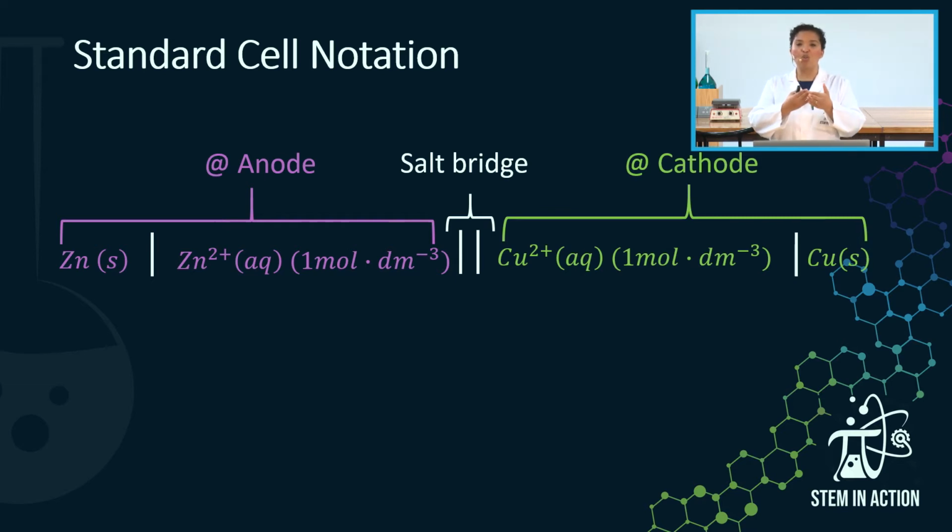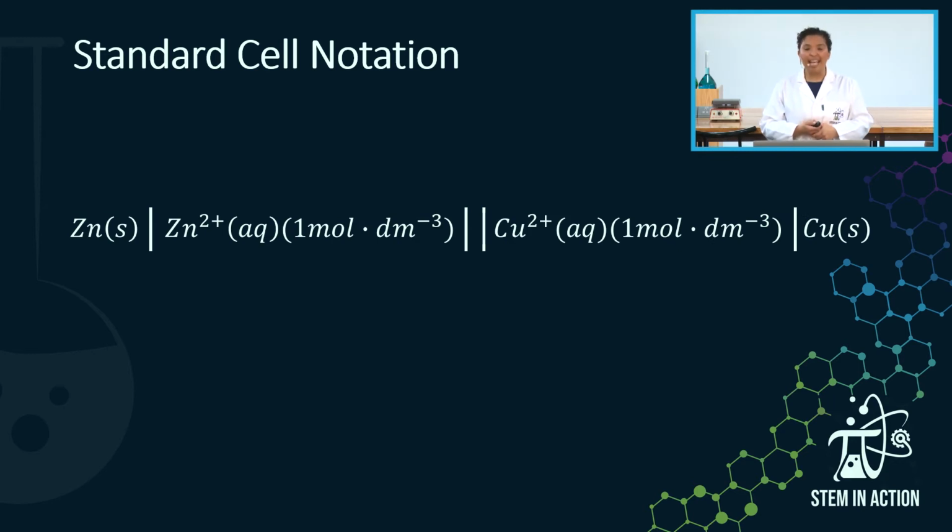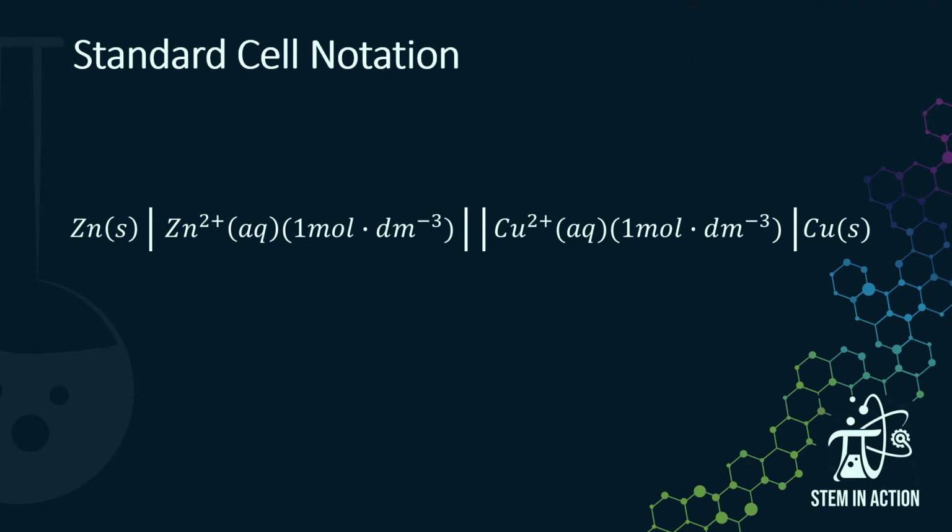So this is just me showing you how to come about and bring about standard cell notation. What this looks like in the end and what you must be able to write is the standard cell notation for a zinc copper galvanic cell would look like that. It's a guaranteed question and something very simple to be able to go through.